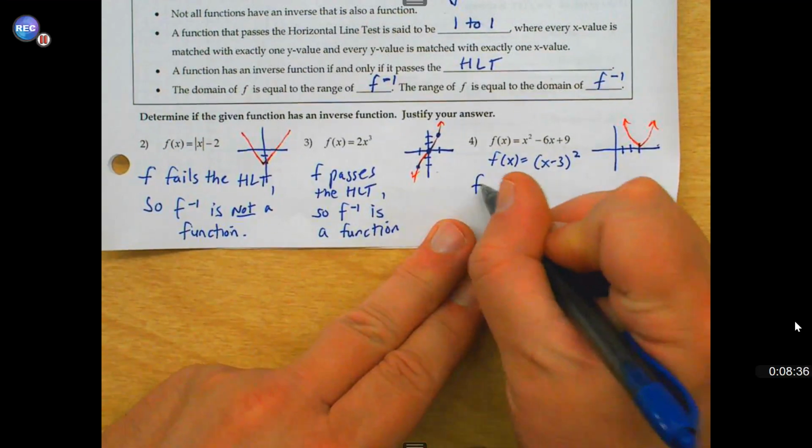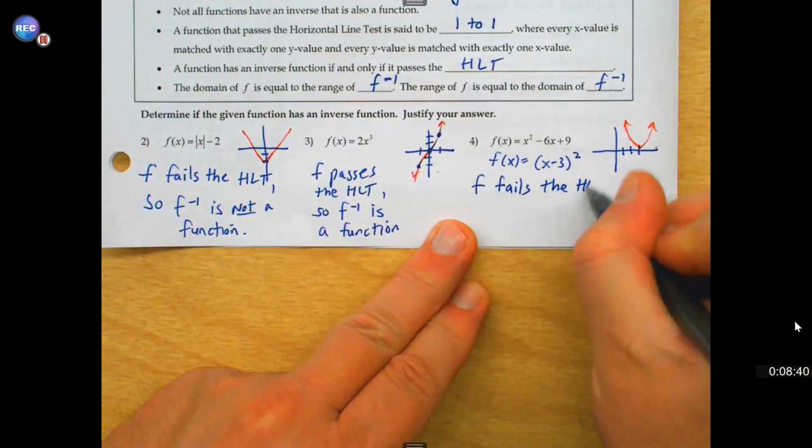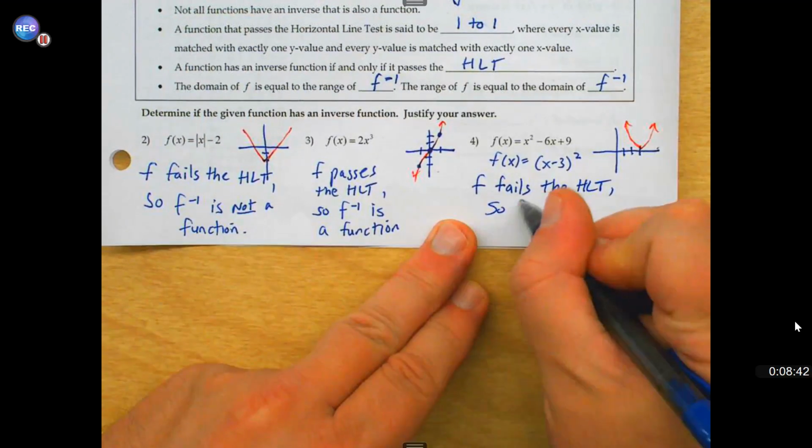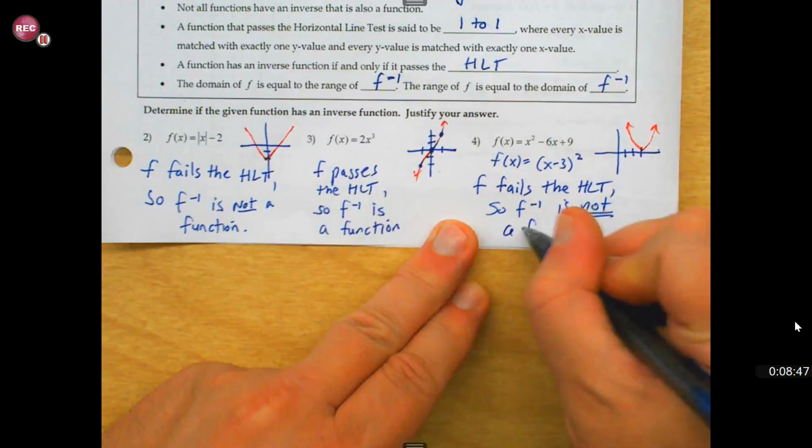So just write the graph I gave you, or the function I gave you, fails the HLT. So its inverse is not a function.